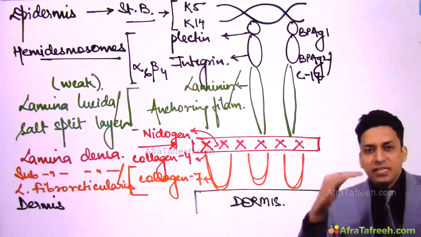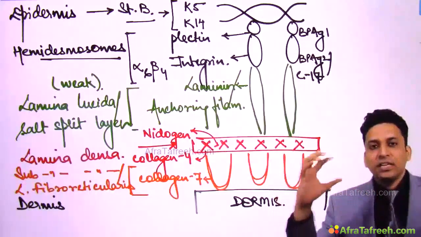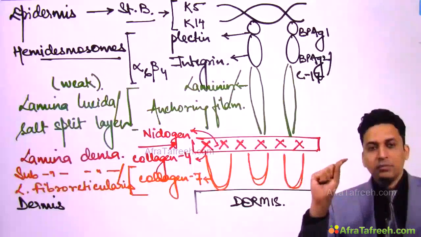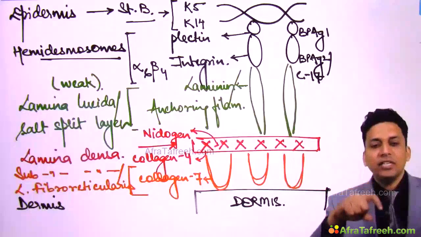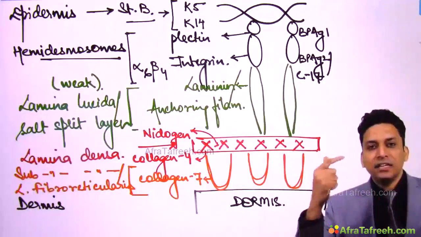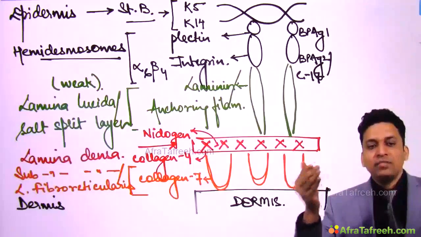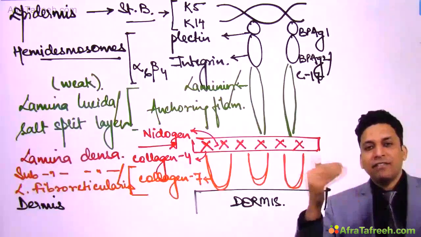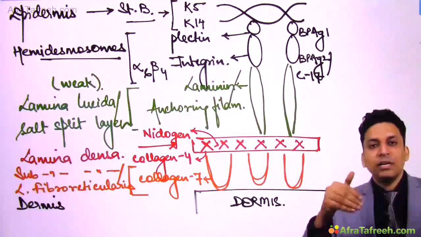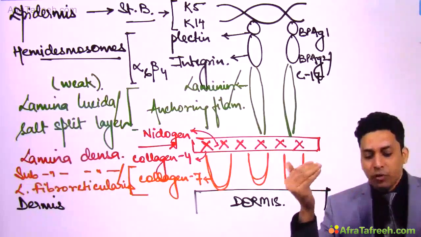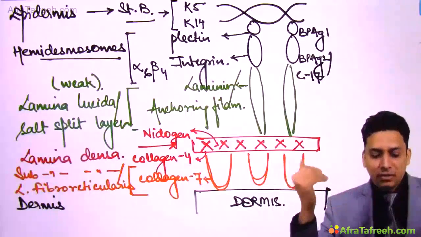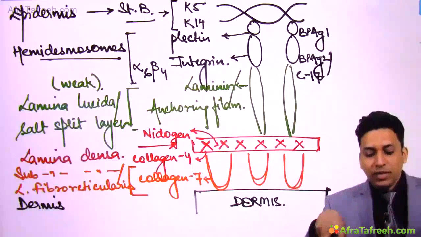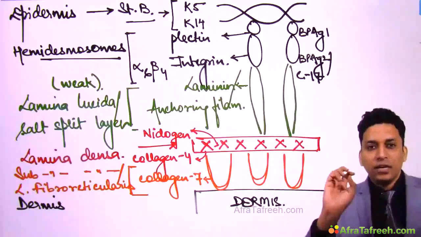So these are various layers and various proteins which are present in dermoepidermal junction. If you see epidermis, the lowermost layer is stratum basale, which has keratin 5 and 14. This is attached to hemidesmosomal proteins like plectin, integrin, BPAG1, BPAG2, which is further attached to lamina lucida, which is having laminin protein, which is further attached to lamina densa, which is having collagen 4 and nidogen protein, which is attached to underlying dermis via collagen 7. Okay, so these are various proteins and the layers of dermoepidermal junction.